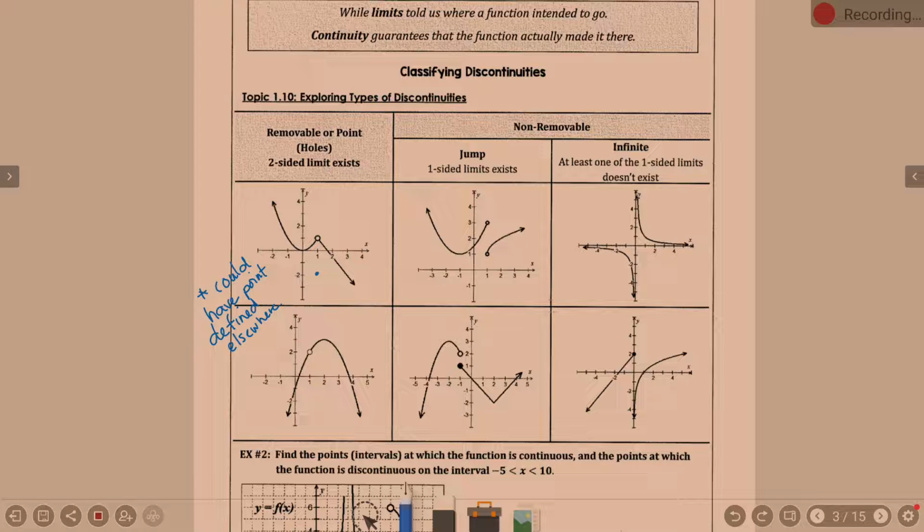And then infinite. This is what we usually find as vertical asymptotes, right? Vertical asymptotes are your infinite, which also fall into the non-removable, okay? At least one of the one-sided limits does not exist. So both non-removable, jump or infinite, and removable is your point, or in other words, a hole. Okay with that stuff? Okay.